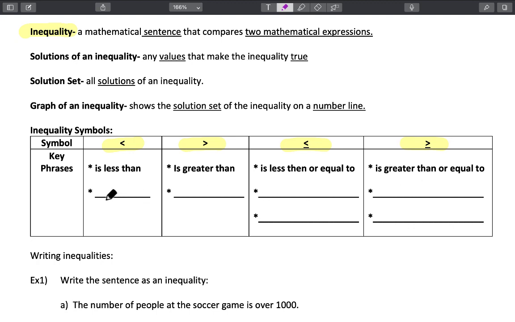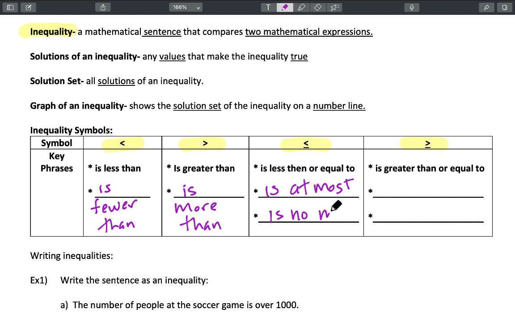Now there's other ways to translate the English into that mathematical symbol. Another way for is less than is you could also say it is fewer than. And another way to say is greater than, you could say it as is more than. Alright, now there's a couple of ways to translate the is less than or equal to symbol. You could also write it as is at most. And then the second way to say that is no more than.